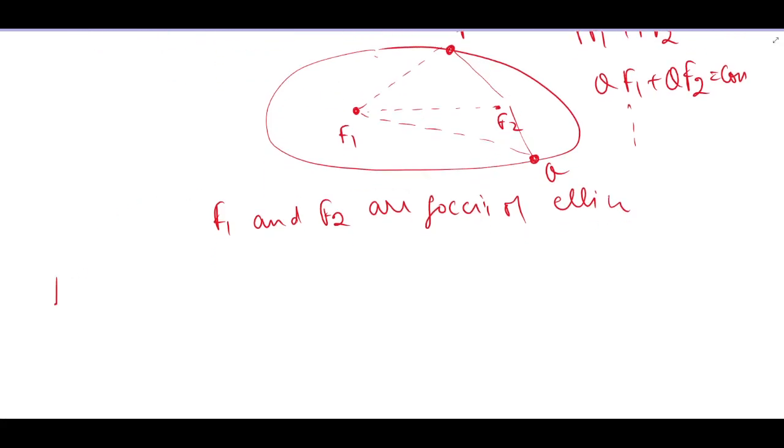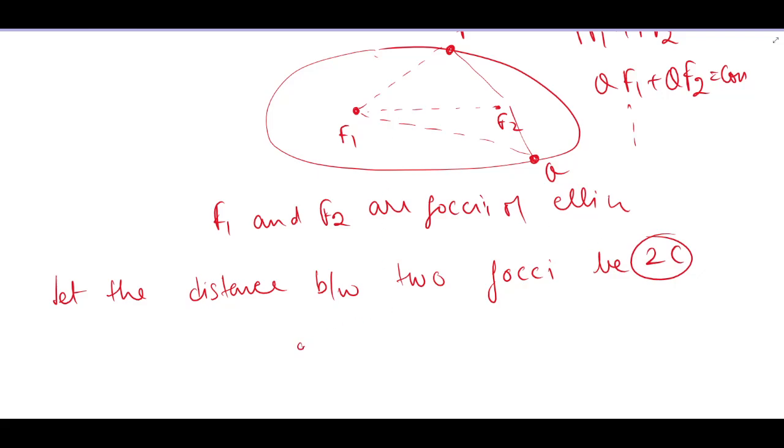So let the distance between two foci be 2c. That is, this is F1 and this is F2. So this distance is 2c.